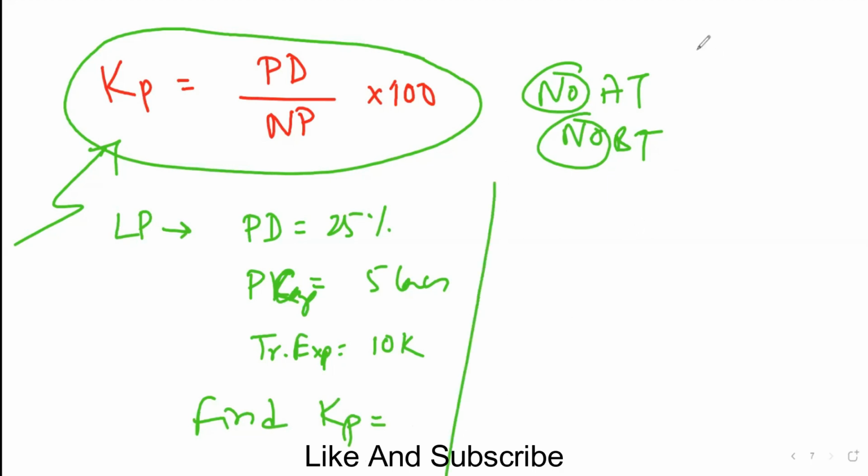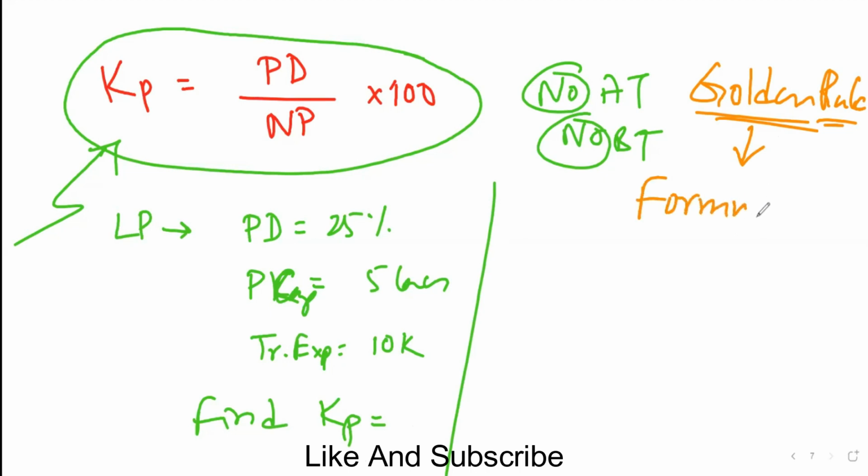So I'll tell you one golden rule. What is the golden rule? For your golden rule, I teach my students. There is no time, so I am directly telling. Does anyone know what the golden rule is? Formula first. You have to write the formula, then you'll get the idea. Formula first. You write the formula.